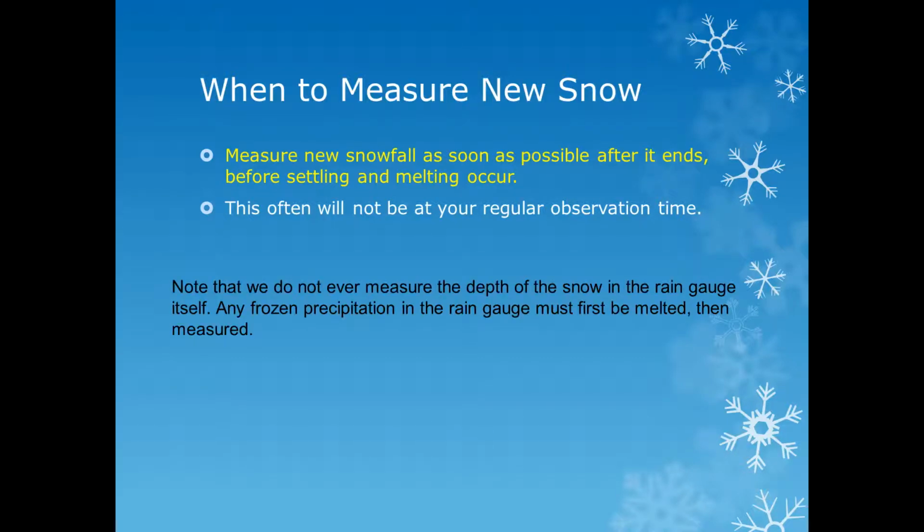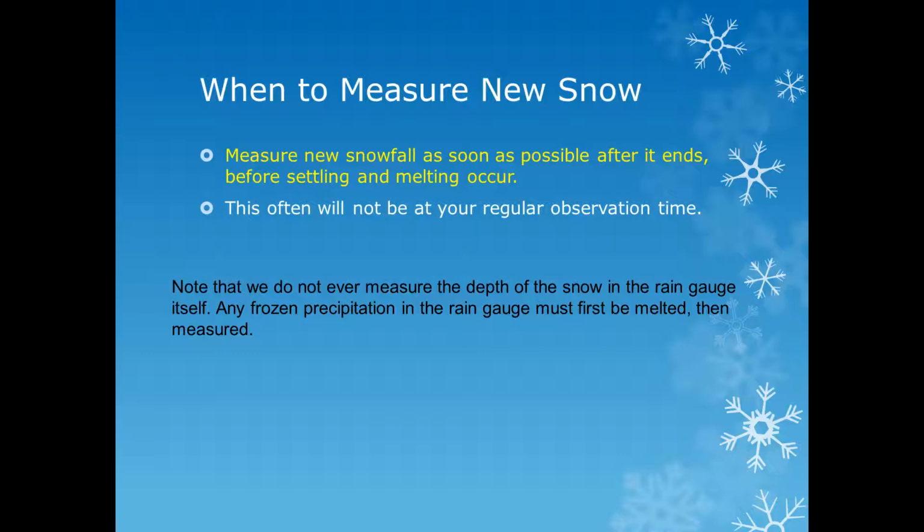One thing to note, and we don't see this very often, but every once in a while, an observer will measure the depth of snow in the rain gauge itself. Go back a slide or two to that rain gauge with the snow. They will stick a ruler in the rain gauge and measure the depth of the snow in there. And that's not allowed. It's not permitted. It's not accurate. It's not representative. You have to melt what's in the rain gauge to measure it.